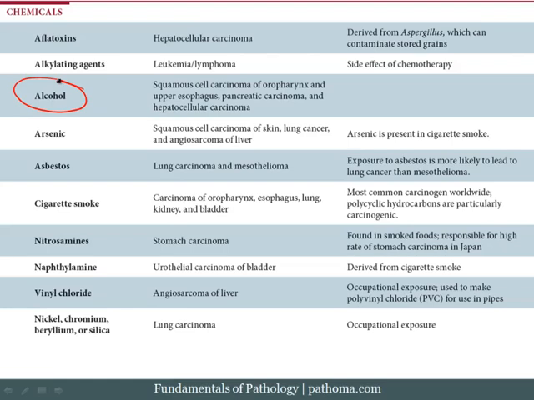And then the final is alcohol's relationship to hepatocellular carcinoma. And remember that alcohol trashes the liver. It can create multiple pathologies in the liver. One of the relatively more common pathologies would be cirrhosis, and cirrhosis increases the risk for hepatocellular carcinoma. So alcohol and its relationship with these multiple carcinomas is relatively important.